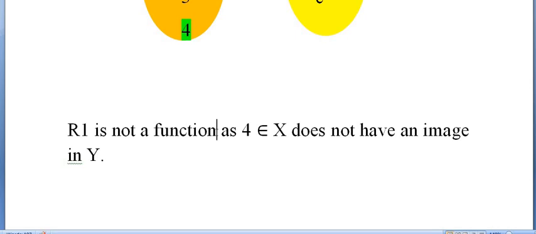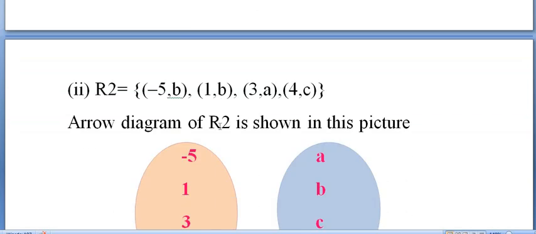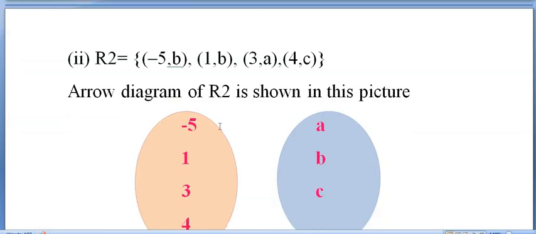So 4 has no image. We can write it very easily, no? So 4 has no image, R1 is not a function. So okay, now we are going to the next, the same example, second part.